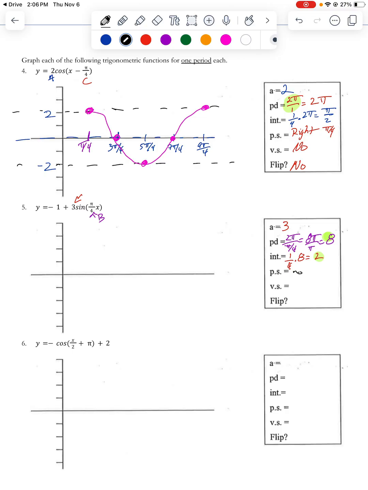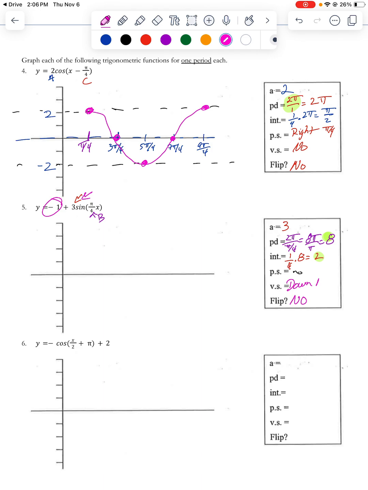Is there a vertical shift? Yes, it's up 1. Remember, your D value can be down 1. Your D value can be added or subtracted at the beginning as well. And there is not a flip because the 3 is positive.